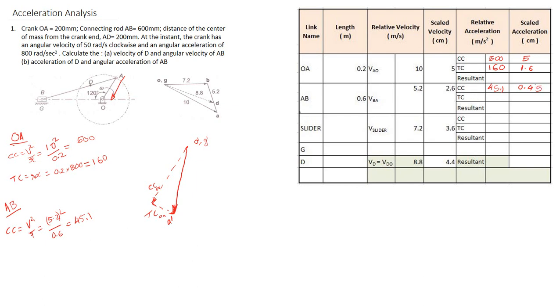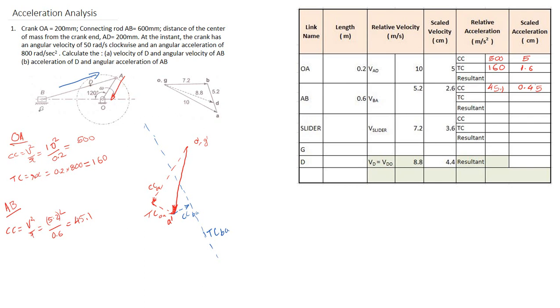Next we are going to plot the centripetal component and tangential component of the link AB. The direction of the centripetal component will be like this, that means towards the fixed point. Since this is the relative acceleration method, A is assumed to be fixed. So from A dash, I am going to draw the centripetal component of link AB. Next I am going to draw the perpendicular, which is the tangential component. So this is the tangential component of link BA.